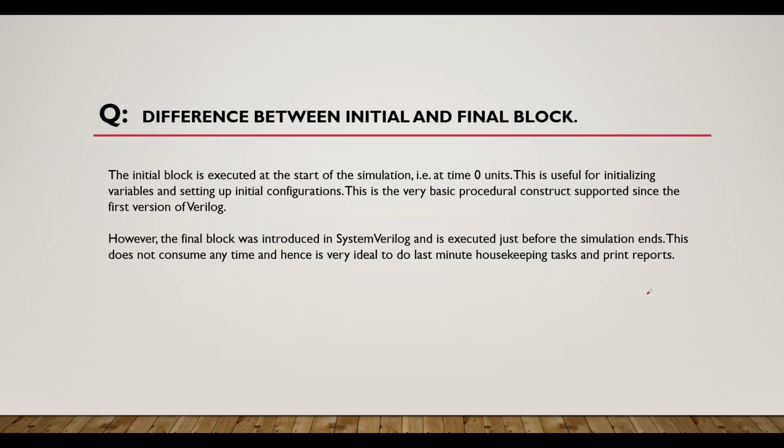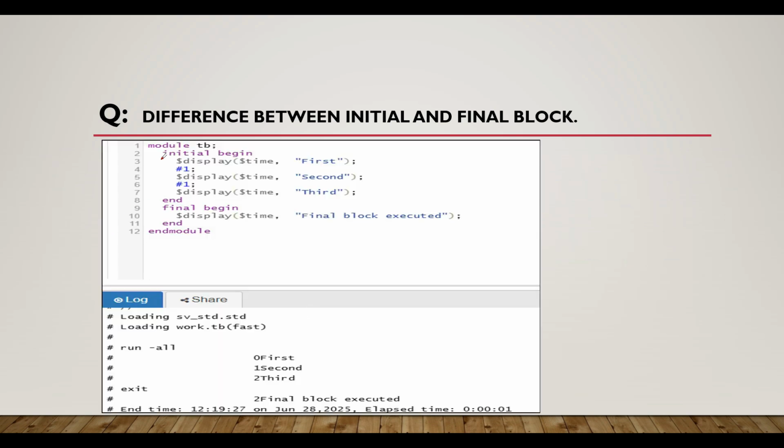Now, what is the difference between initial and final block? See, this is very simple. Your initial block will start at 0 simulation time, whereas your final block will execute at the end of the simulation. Let me show you an example. Here I have considered one initial begin block and one final begin block, and I have written some statements. The first will execute at 0 simulation time, the second after 1 unit of time, and the third after 2 units of time. Right now our simulation will finish at 2 units of time, so our final block will execute at 2 units of time.